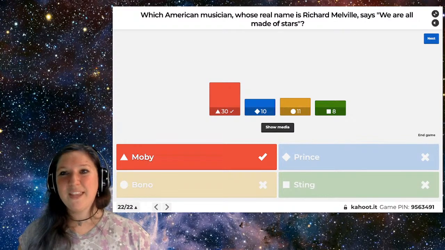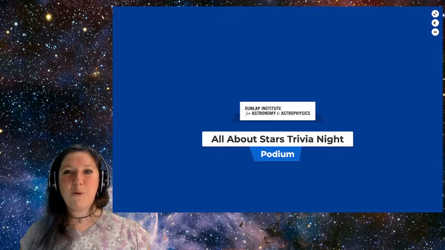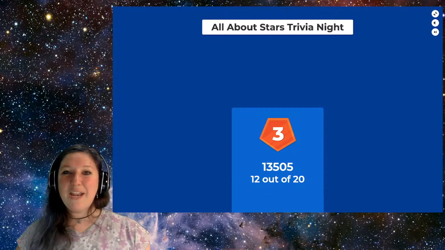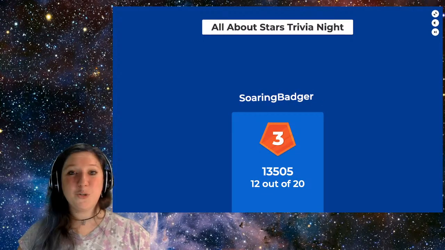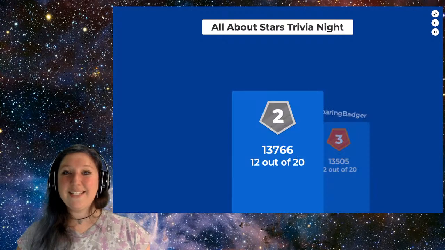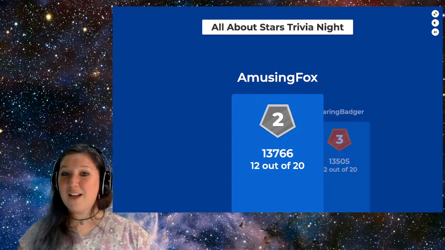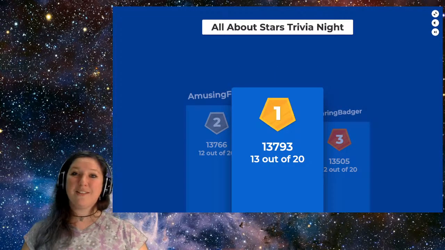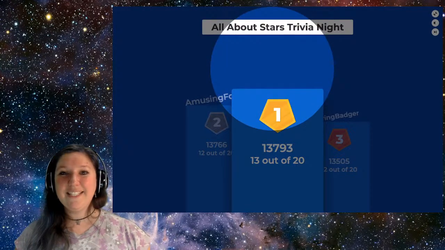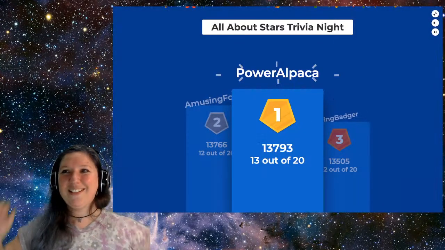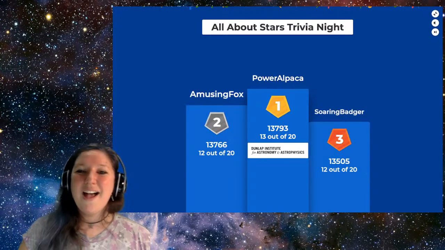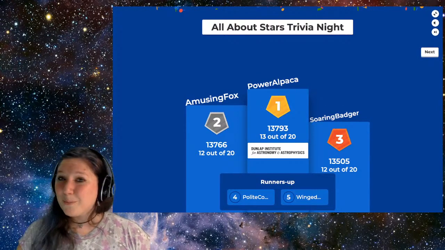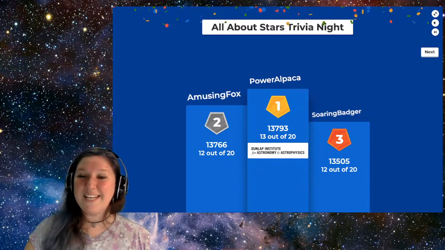So now we can look at our scoreboard, our final podium, to see our winners. In third place, we have Soaring Badger. In second place, we have Amusing Fox. And our first place winner is Power Alpaca. So great job to you. Congratulations to all our winners and all the people who played.